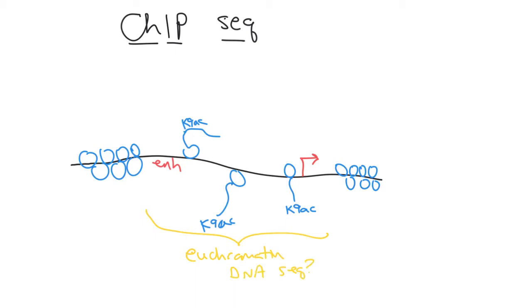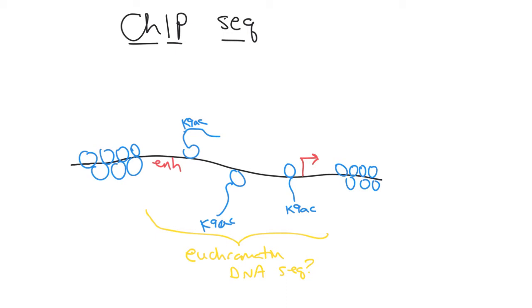This is not a targeted approach in the sense that we're not asking a specific question like, is a particular part of the genome in euchromatin? This is a discovery-based approach where we get the sequence of all of the DNA that's present in euchromatin at one specific point in time in a tissue or a cell.